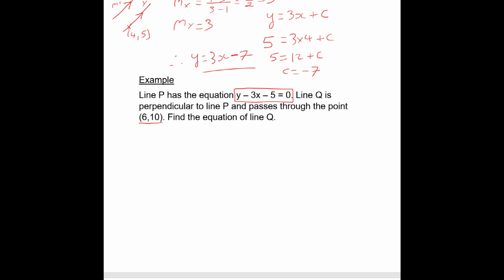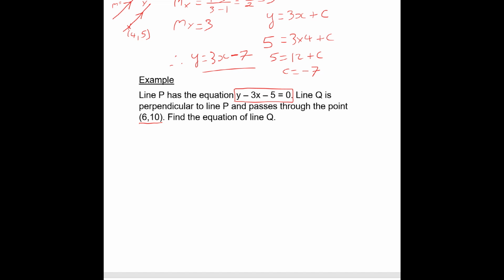This is probably the hardest type of example you could see. Line P has the equation y minus 3x minus 5 equals 0. Line Q is perpendicular to line P and passes through the point (6, 10). We want to find the equation of line Q.